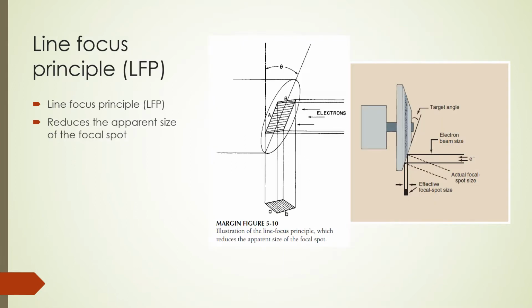In the previous slide, I talked about effective focal spot size on the image receptor. The reason the effective focal spot is smaller on the image receptor is because of the line focus principle. The line focus principle results in an effective focal spot size much less than the actual focal spot size. It allows high anode heating with small effective focal spots. As the target angle decreases, so does the effective focal spot size. An added advantage of small effective focal spot size is improved spatial resolution.